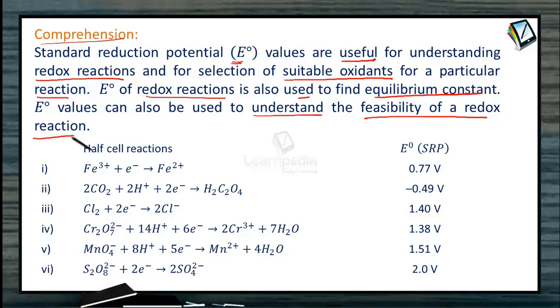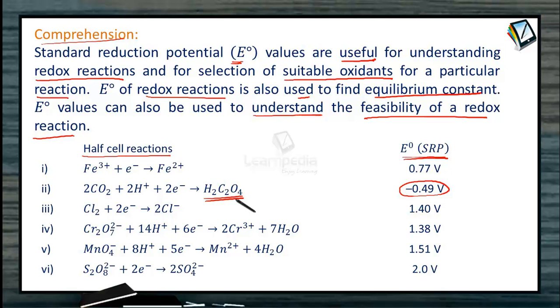And here is the tabular column in which some half cell reactions and their standard reduction potentials are given. And we know that the more negative the reduction potential, the better reducing agent it is, and the more positive the reduction potential, the better oxidizing agent it is. So if we observe, here is the minus 0.49 negative reduction potential. The more negative the reduction potential, the better reducing agent it is. So thus, oxalic acid is one of the good reducing agents among the list given.